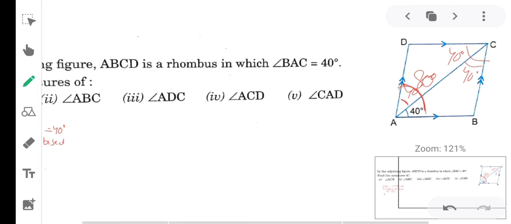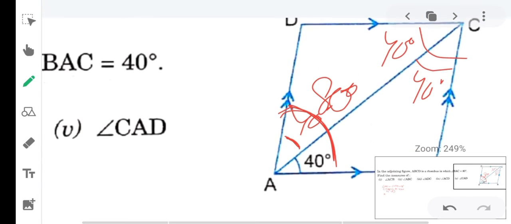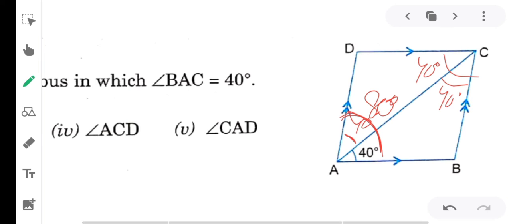Okay, now in this triangle ABC, this is 40 degrees and this is 40 degrees, right? Now angle B will be how much? 180 minus 80, that is 100 degrees. If this is 100, then angle D is also 100. I've just explained how to solve this question. Okay, you have to follow the proper method.